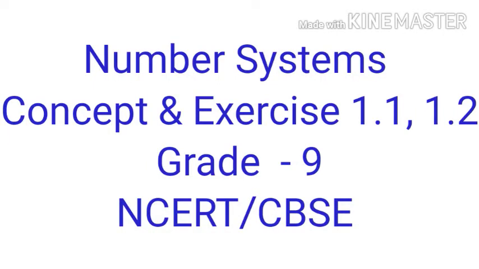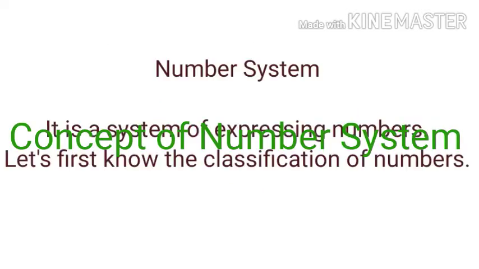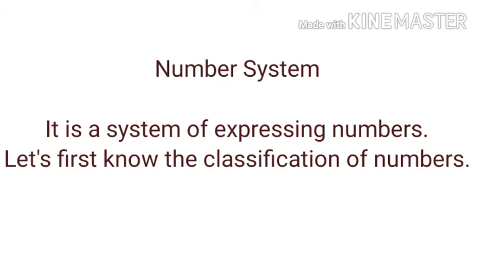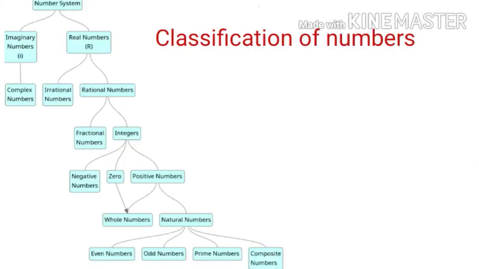Students, today we'll learn Maths number system for grade 9, the first chapter. So before starting the exercise, let's understand the concept of number system. Children, number system means it expresses the numbers. A system that expresses numbers. So in this system we have to know the classification of numbers.